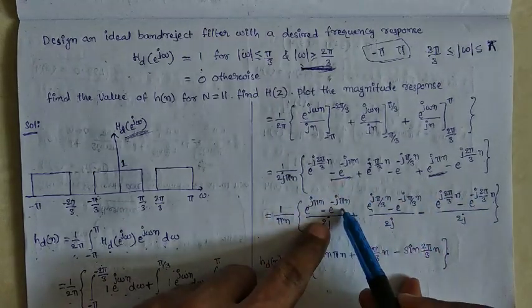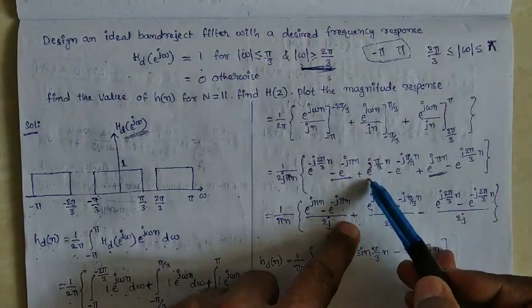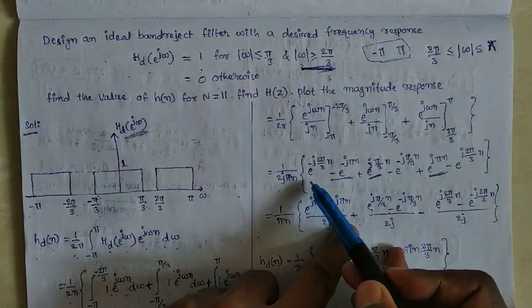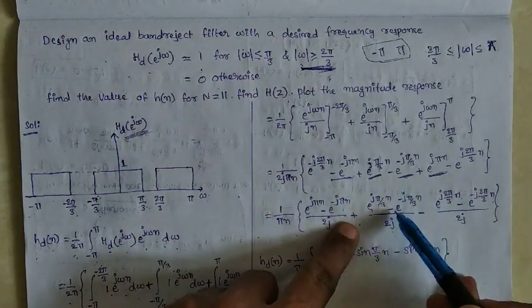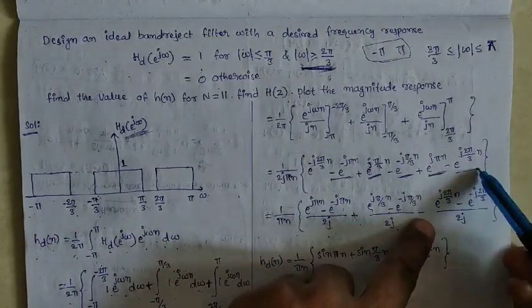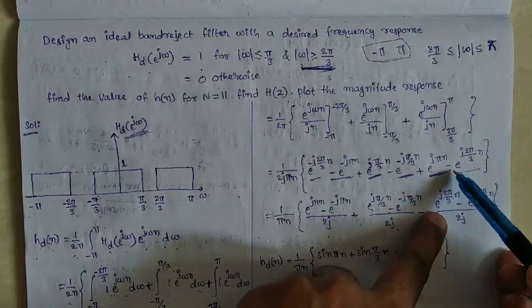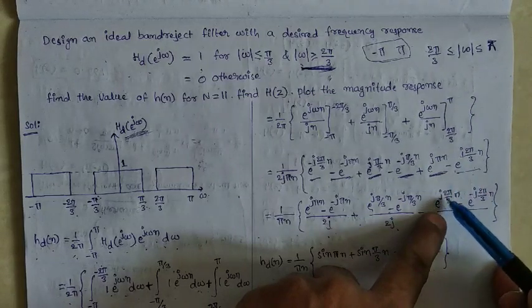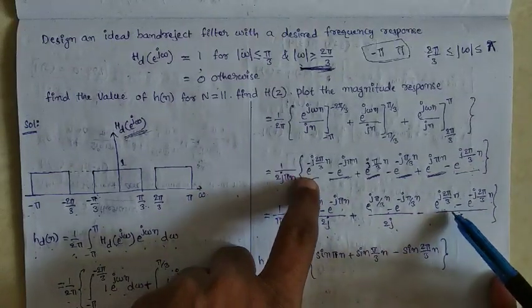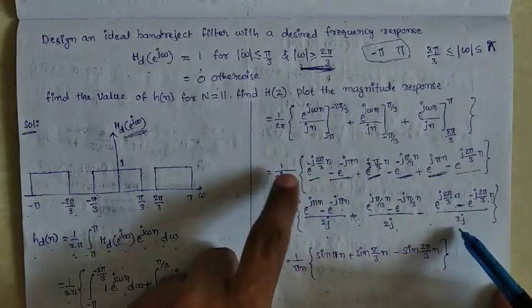minus e power minus j pi n by this 2j, plus pi by 3 n, here positive e power j pi by 3 n minus e power minus j pi by 3 n divided by 2j. Here in these two terms I am taking the minus sign common, here positive e power j 2 pi by 3 n, and after taking the minus sign, minus e power minus j 2 pi by 3 n by this 2j.